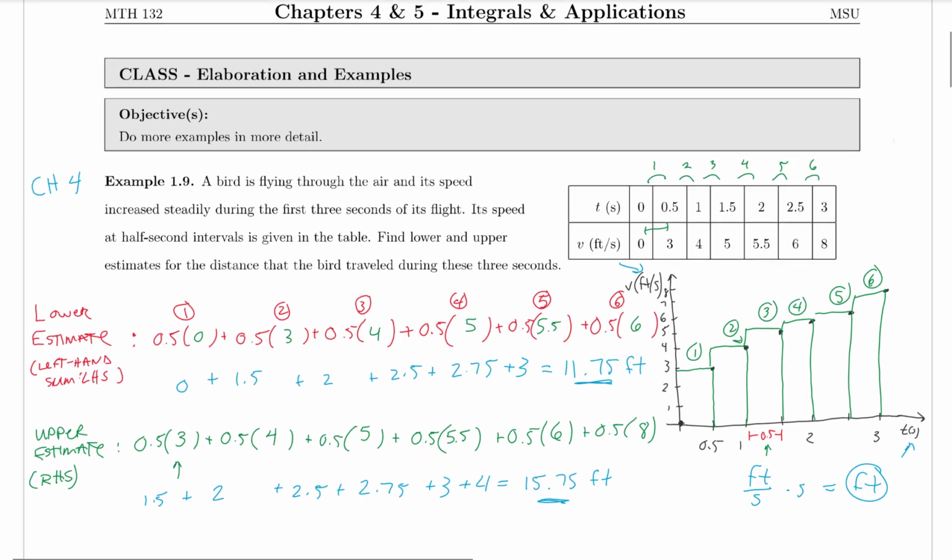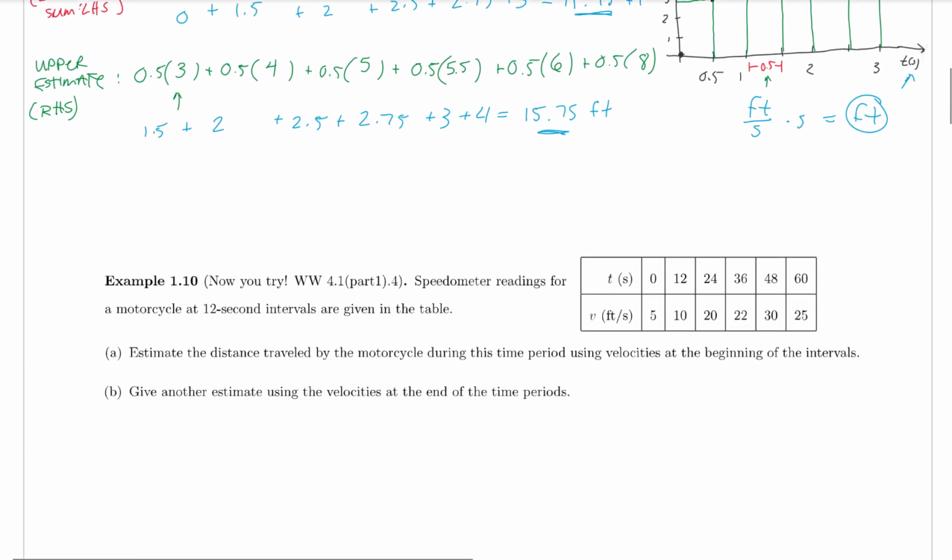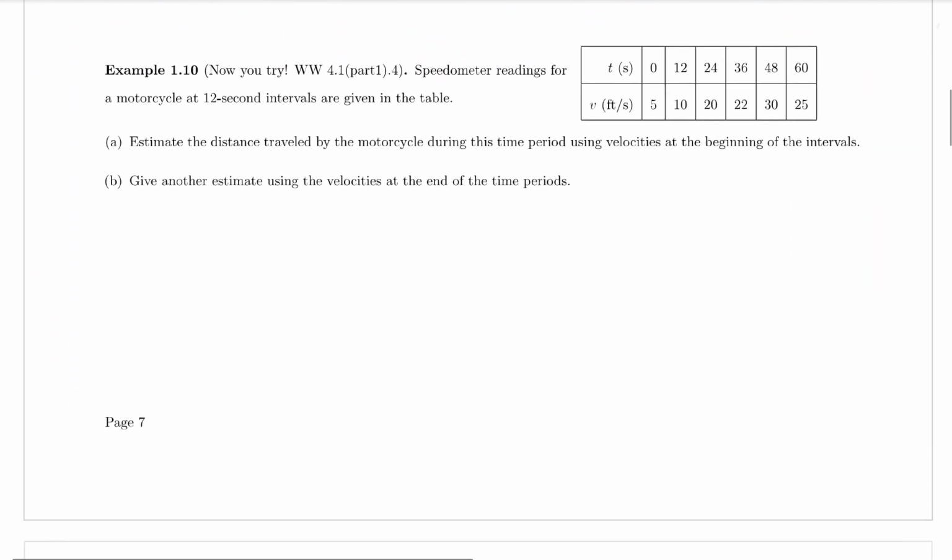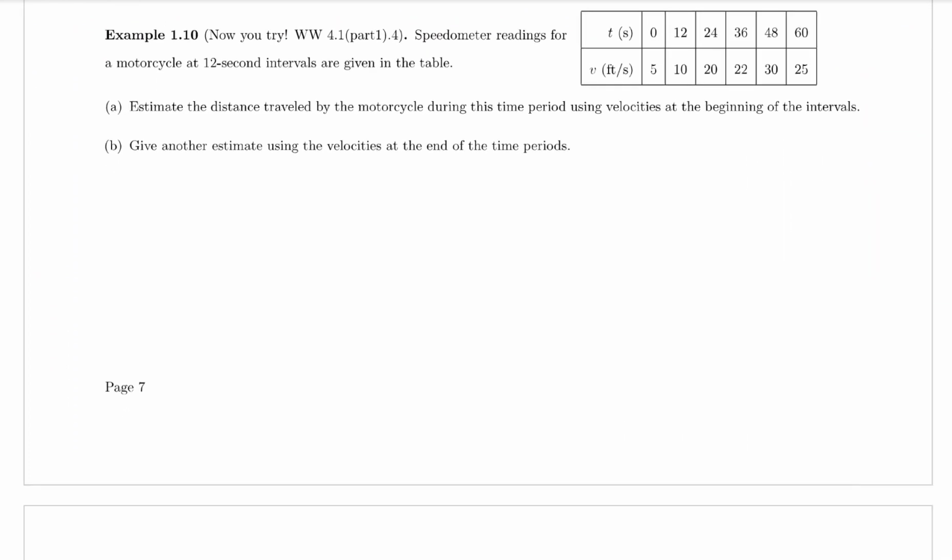Alrighty, let's take a look at the next example here. So very similar problem. This is out of the WeBWorK, WeBWorK 4.1, number 4. We have speedometer readings here at 12-second intervals, and we want to estimate the distance traveled by using the velocities at the beginning of the intervals for part A, and then we want to use them at the end of the intervals for part B. Another way to think about that is that we want to be doing the left-hand sum for part A and the right-hand sum for part B.